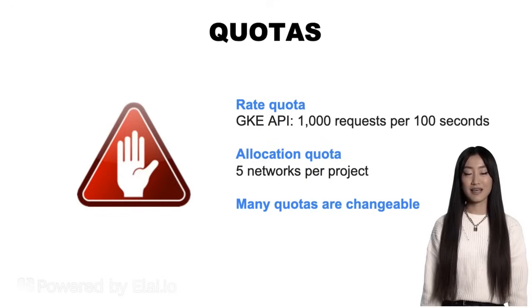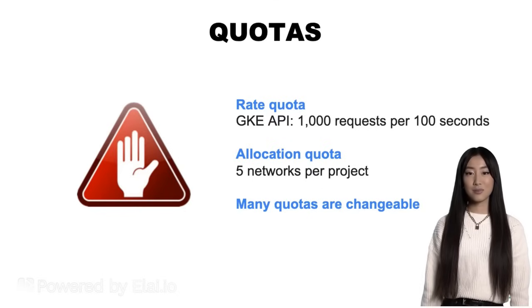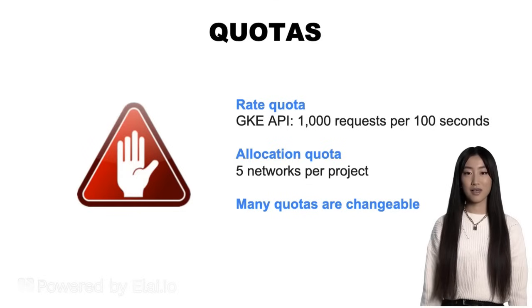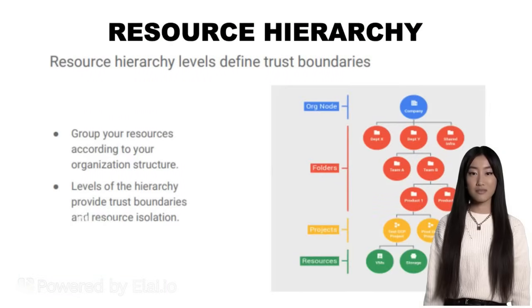reset. Allocation quotas govern the number of resources you can have in your projects. For example, by default, each GCP project has a quota allowing it no more than 5 virtual private cloud networks. Although projects all start with the same quotas, you can change some of them by requesting an increase from Google Cloud Support.